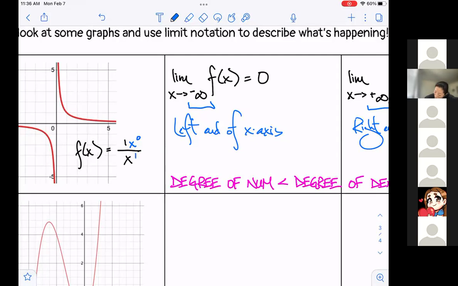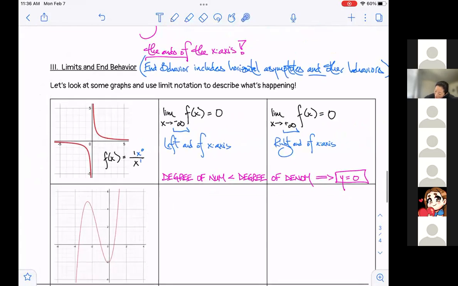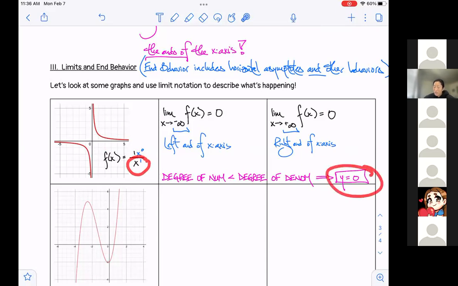1, great. So in this case, the degree of the numerator is 0, and the degree of the denominator is 1. 0 is definitely less than 1. And as one of your peers has referred to this, it is bottom heavy. It is indeed, the degrees on the bottom are much larger than the degrees on the top. That's going to give you a horizontal asymptote of y equals 0 every single time.